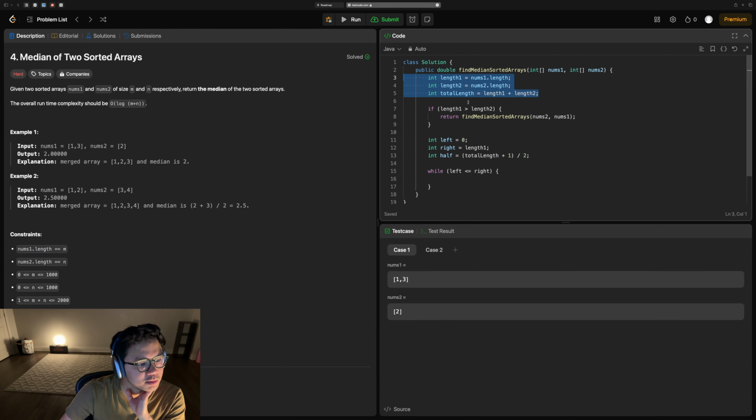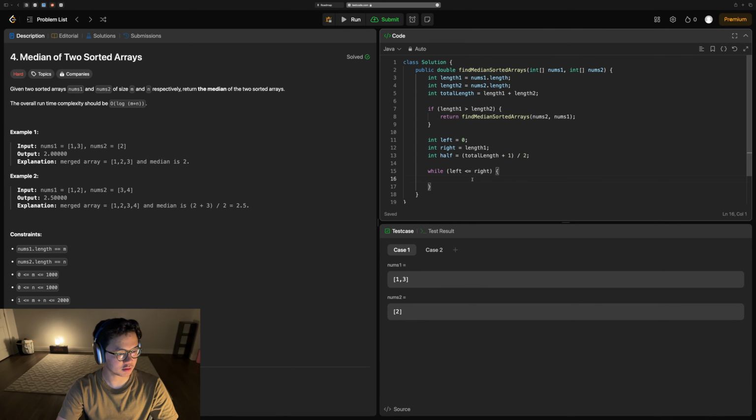So we need these three because we want to run binary search on the smaller array. So this is to help us determine which one's smaller. And then this one we need total length to determine the halfway point. And then we have right and left pointers, and obviously we need this for our left or right pointer. Now this is the problem. I don't know why we need to do less than or equal to. So that's what we're here to figure out.